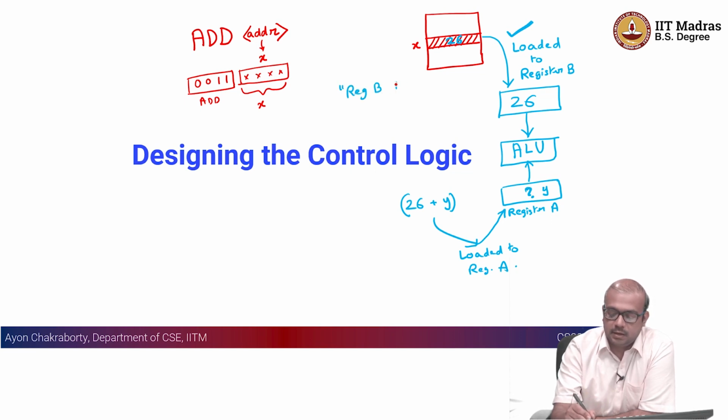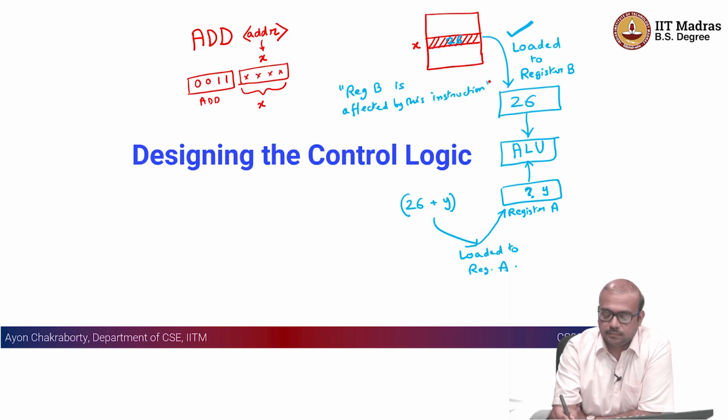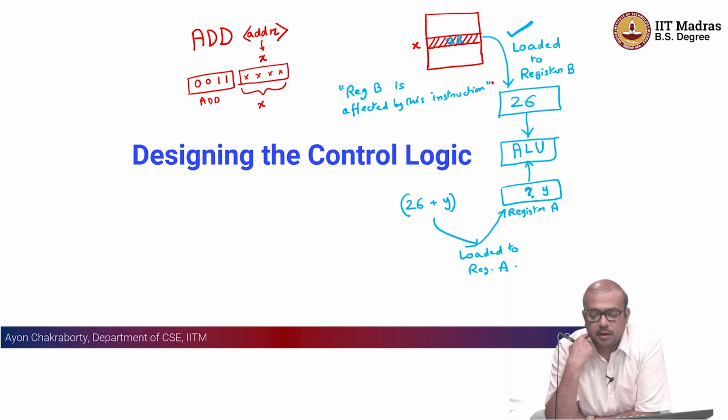And one more thing that we have to also tell, that register B is affected by this instruction. Okay. What does it mean? If you have important data inside register B, this is going to be lost. Okay. So, better you actually have to take the data to a different place and preserve it, or put it in memory.